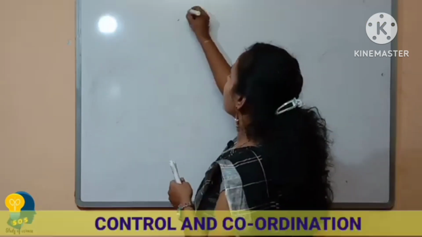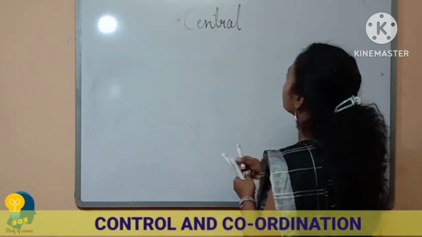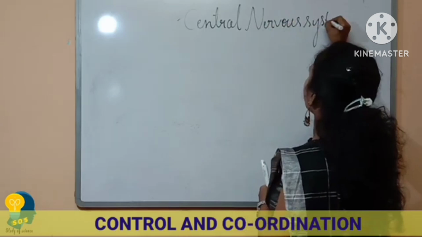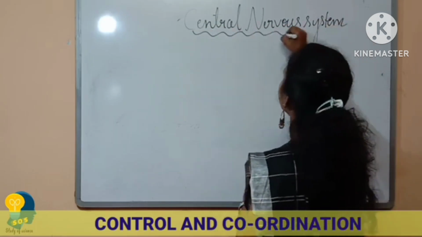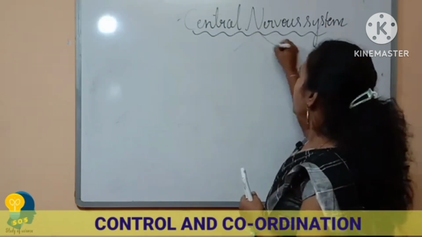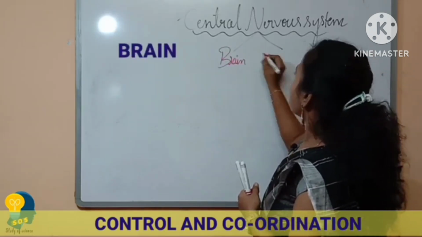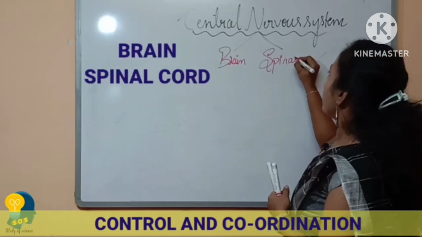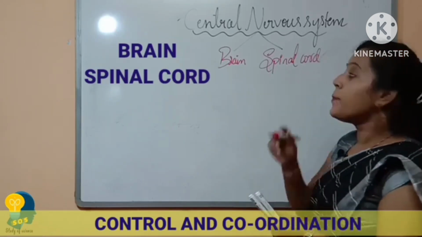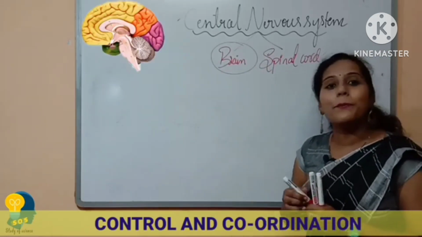Today, we are going to focus on the central nervous system. Under the central nervous system, what are the two things? The two things are the brain and the spinal cord, right? So today in this session, I am going to mainly focus on the brain. We are going to understand about the brain.